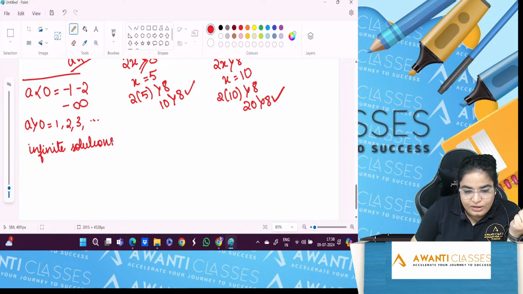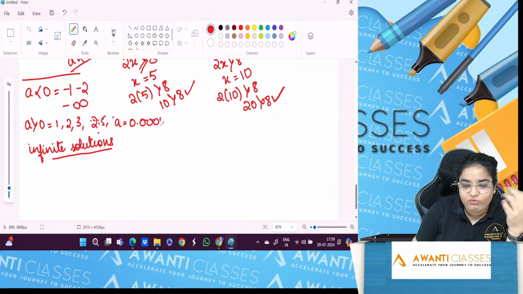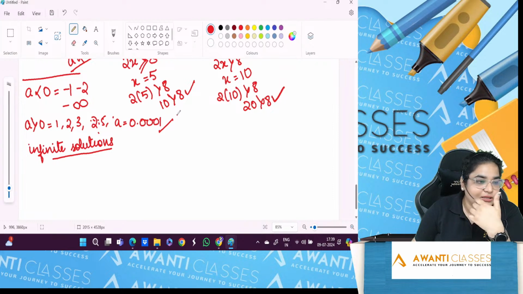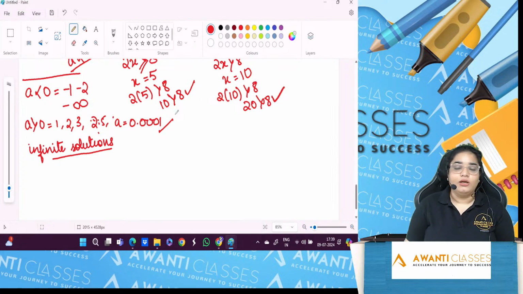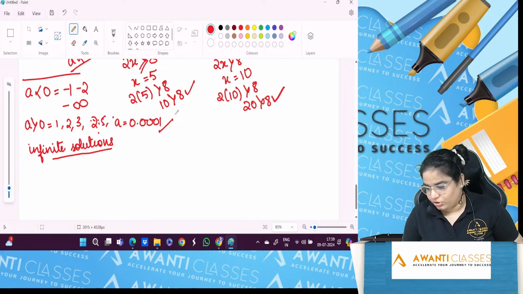There are infinite solutions. Why? Because not just 1 to 3. If I take 2.5, will that work? Yes. It is greater than 0. So if I take a as 0.0001, that will also work. Why? Because this is also greater than 0. Got the idea? So in cases like these where there is an inequality, there are infinite solutions.